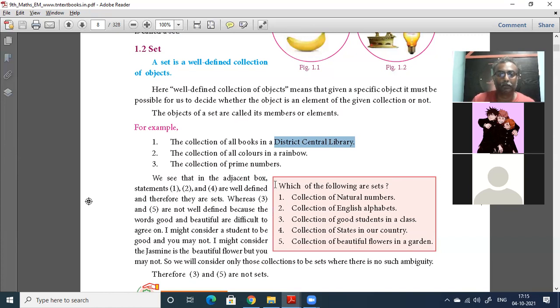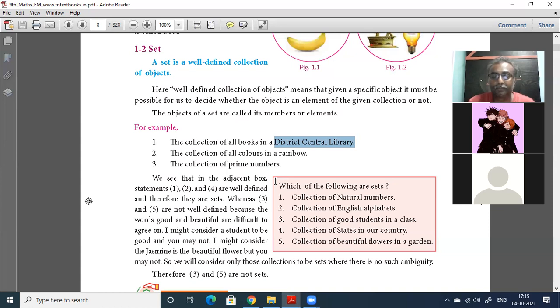Anybody else wants to read? Sandhya, you can read then. Okay, uncle. We see that in the adjacent box, statements 1, 2, and 4 are well defined and therefore they are sets, whereas 3 and 4 are not. First read that box. What is inside that box?